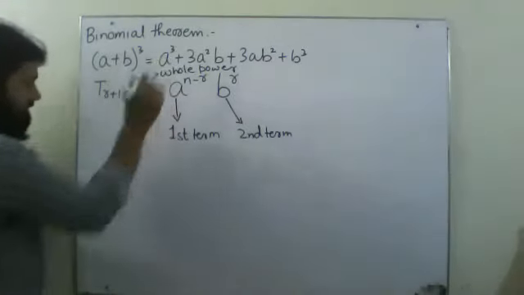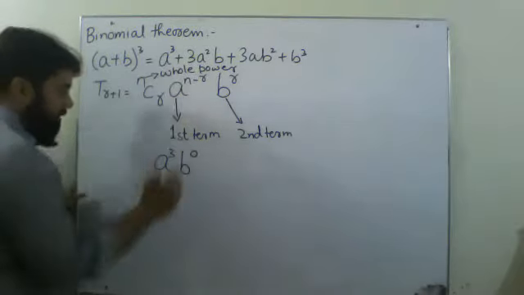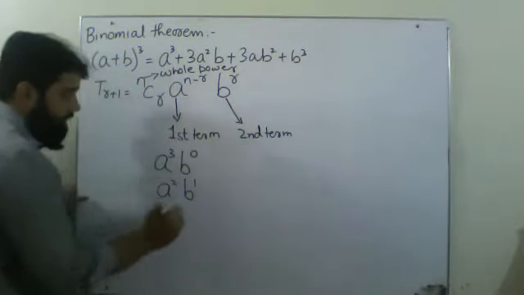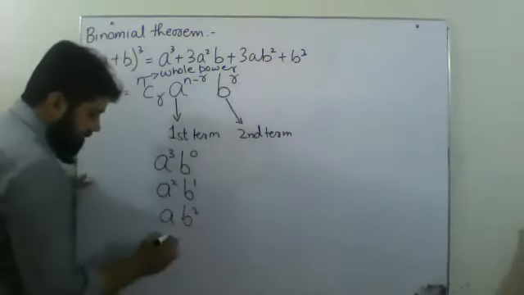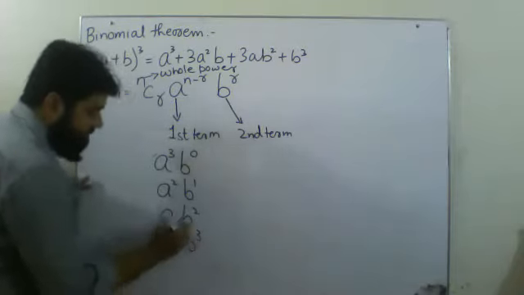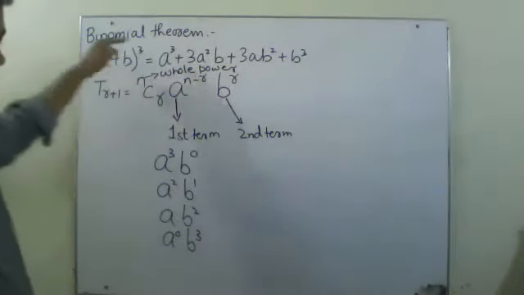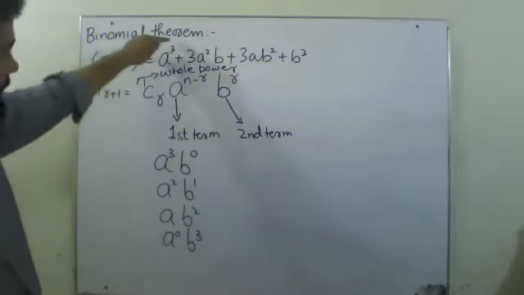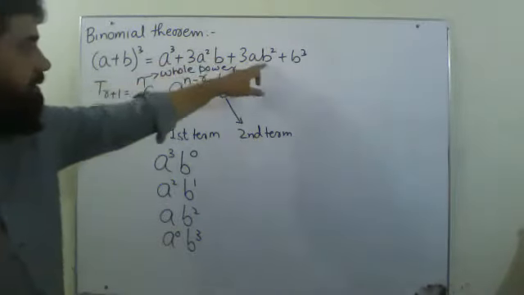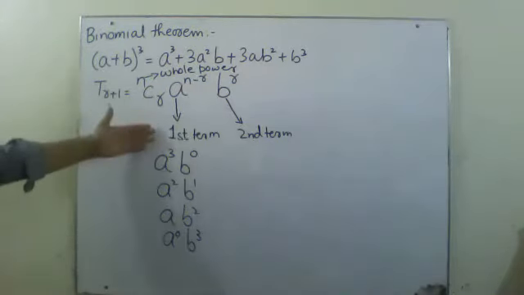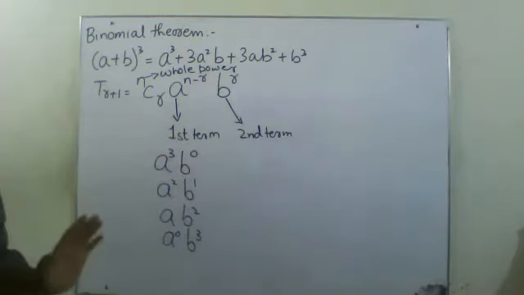So let's write these things: a cube b power 0, or a square b power 1, or a b square, or a to the power 0 b cube. They are written in a pattern. The first term has descending powers and the second term has ascending powers. See over here, the first term has descending powers and the second term has ascending powers.